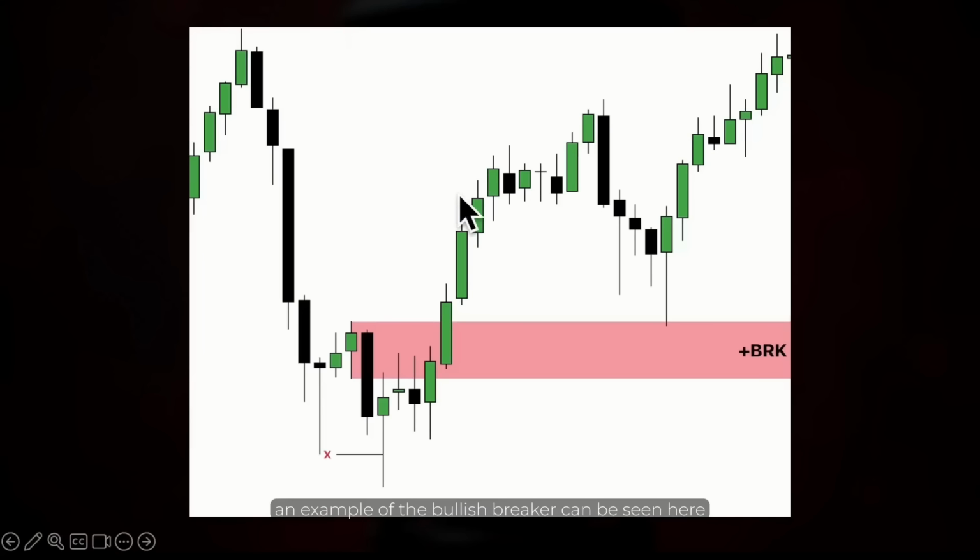An example of the bullish breaker can be seen here, where the market expanded towards the downside, formed this low, retraced higher, and then had this final expansion leg towards the downside, taking out sell-side liquidity resting below this low.